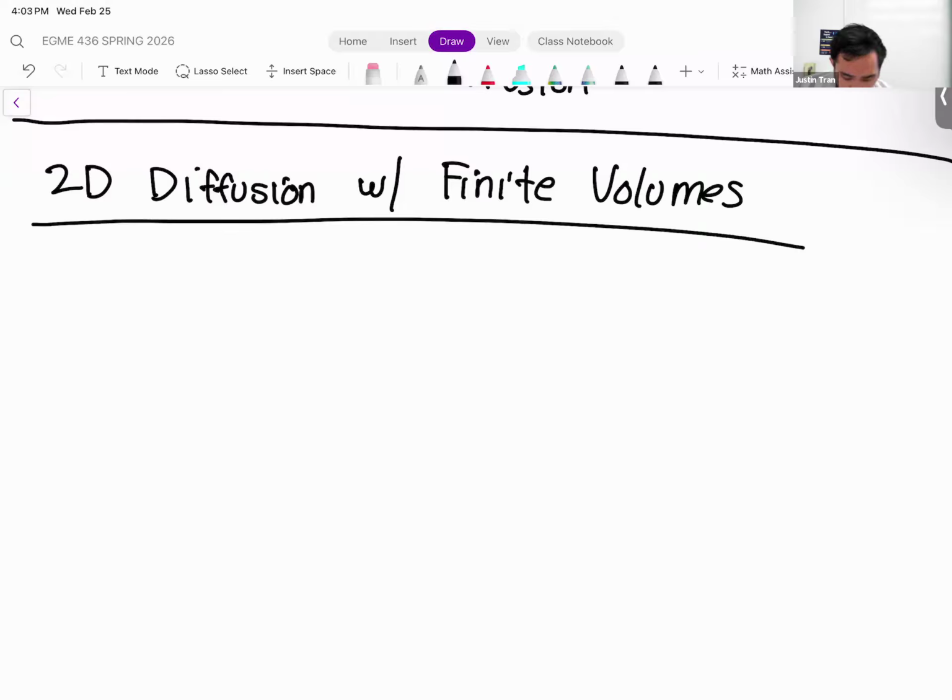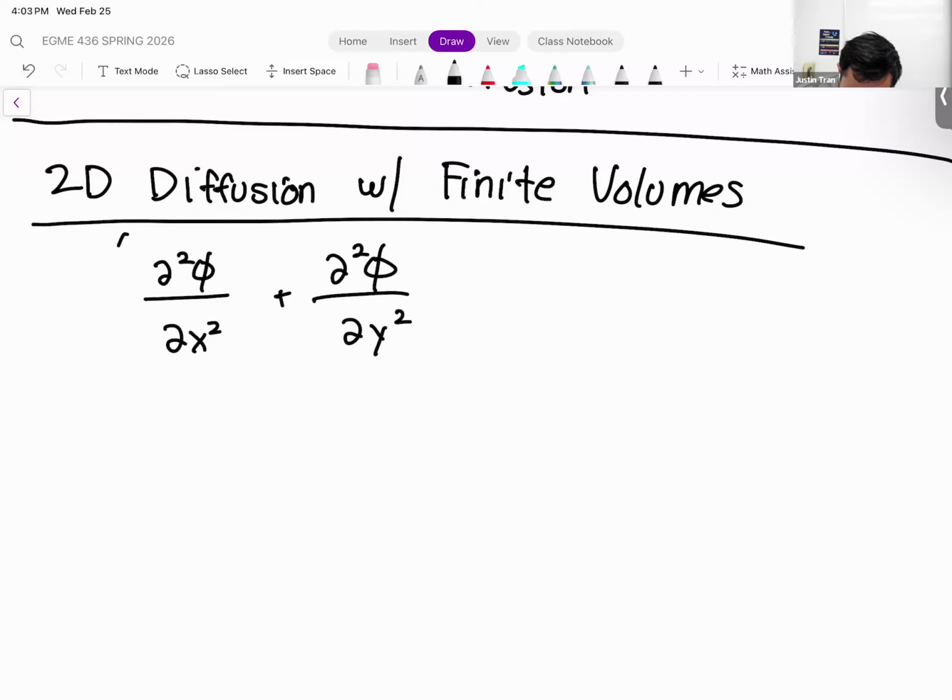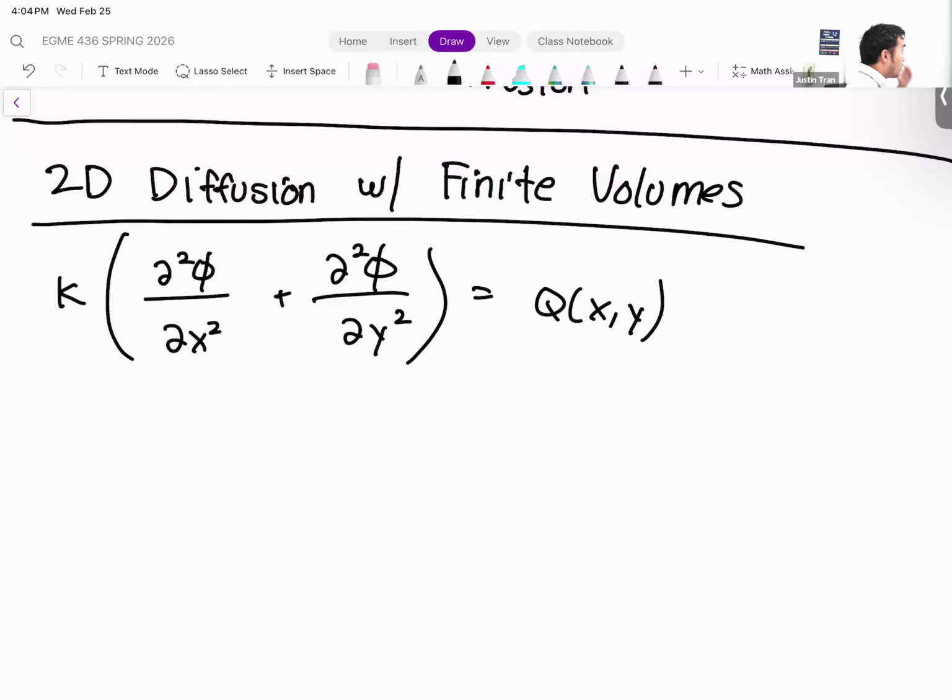Diffusion equations look like the following. Remember, diffusion is essentially our second order derivative. So that's our 2D diffusion equation. We have second order derivatives in x and y. We add them together, and then we have a source term on the other side of the equation.